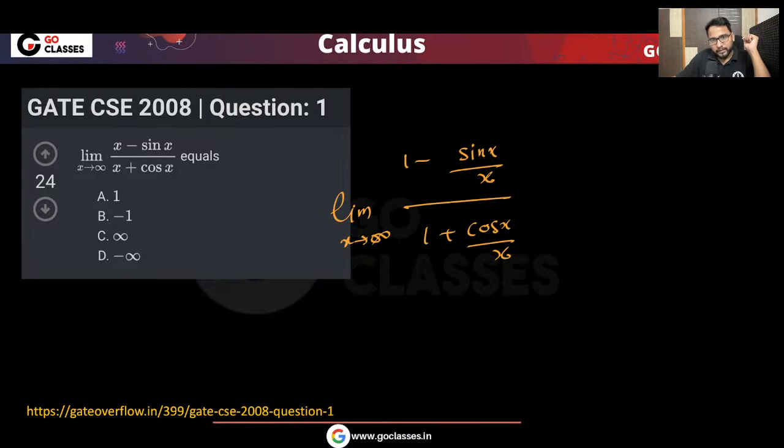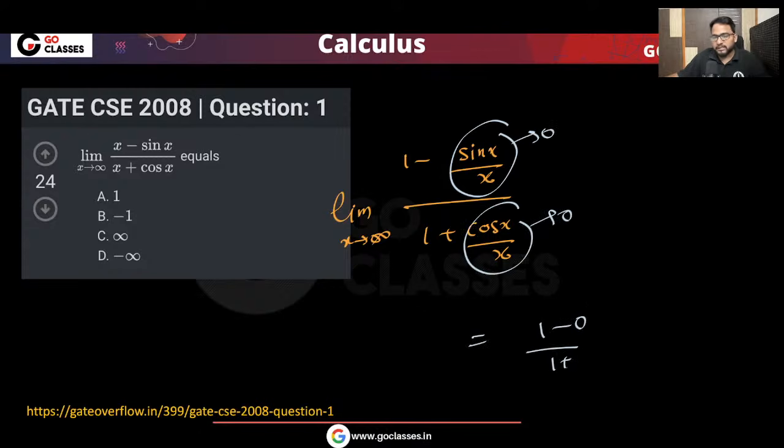Now can you say that sin x upon x, this quantity is 0 and this quantity is also 0 if x tends to infinity? Because this is a finite quantity upon infinity, right? So that is why this quantity is 0. Similarly, this quantity is also 0. So it is 1 minus 0 upon 1 plus 0. I mean, easily you can say this is 1.